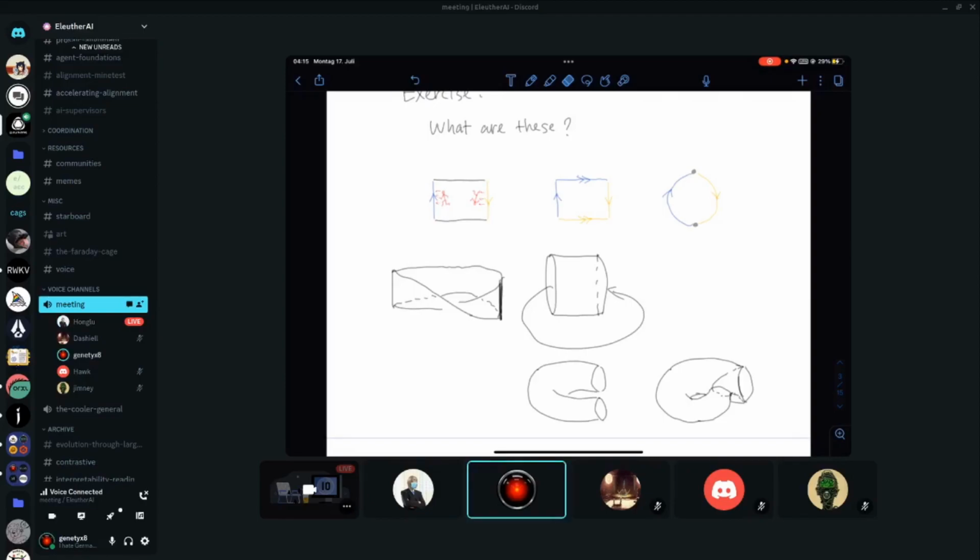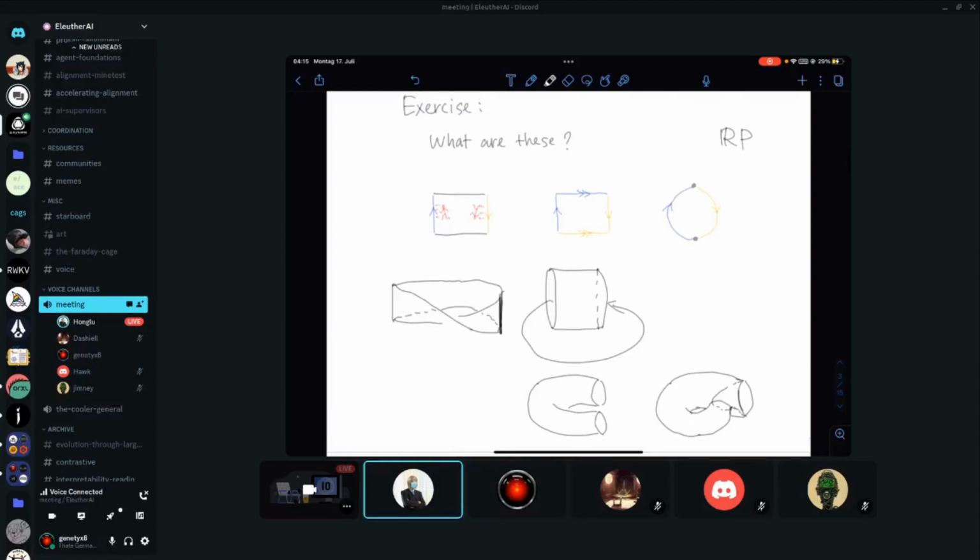Is it something like a projective sphere? Some kind of projective space? Yes, this is a real projective space. So I think this is RP2. So this is a real projective surface. I mean, that's the definition. So there's really no way to see that.